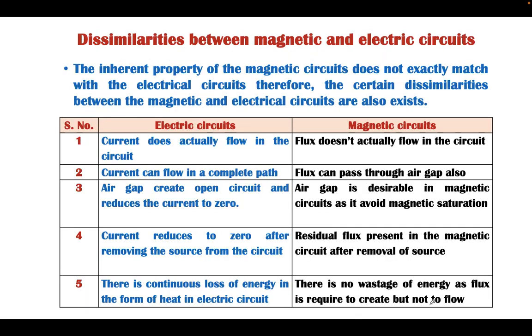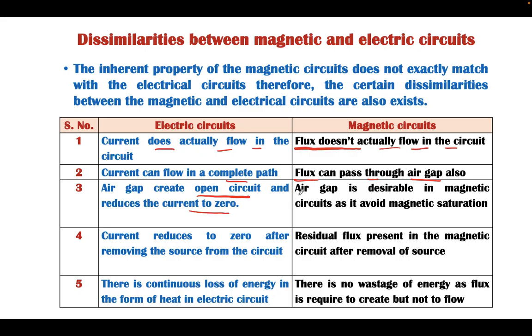But considering the dissimilarities between magnetic and electrical circuit, we can say in electrical circuit current does actually flow in the circuit, whereas in magnetic circuit flux doesn't flow. It is a static quantity which once developed will remain the same throughout the operation. In electrical circuit, current can flow only in a complete path, whereas in magnetic circuit, flux can pass even through an air gap. An air gap in electrical circuit creates an open circuit, means if the circuit is open, then there will be no current and current reduces to zero.